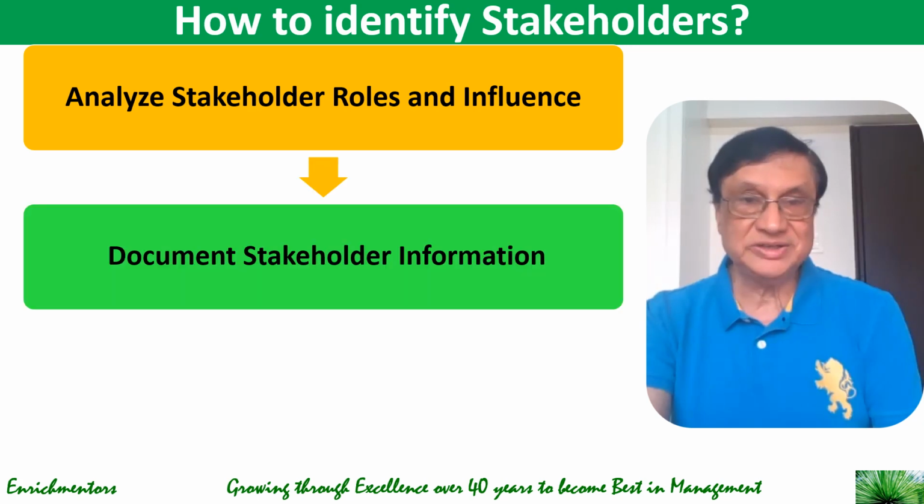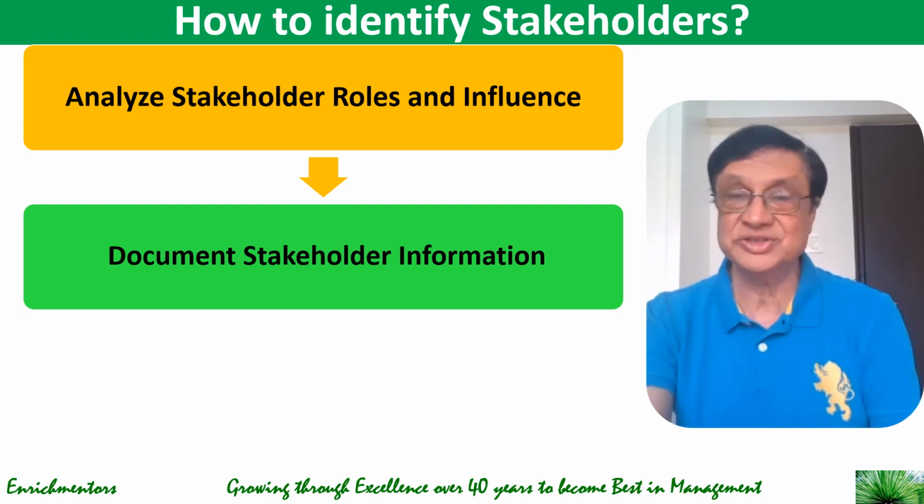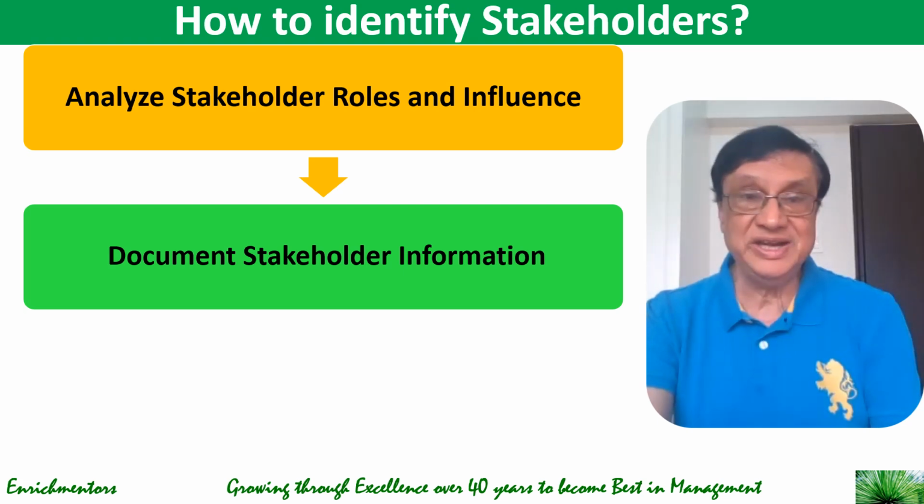Then document stakeholder information. Create a stakeholder register that includes detailed information about each stakeholder, such as name, role, department, contact information, influence, interest, and any other specific information or concerns that you may have. Develop a communication plan outlining how and when you communicate. And that's a part of engagement. We will cover that later in more detail.